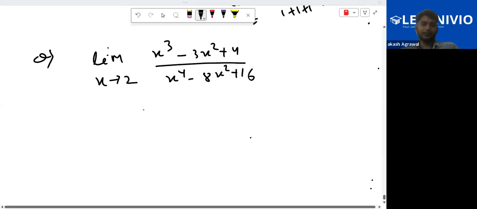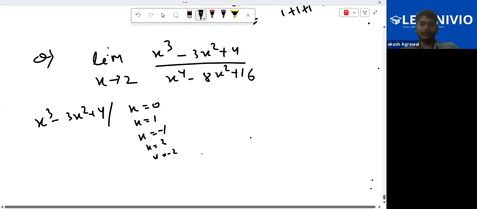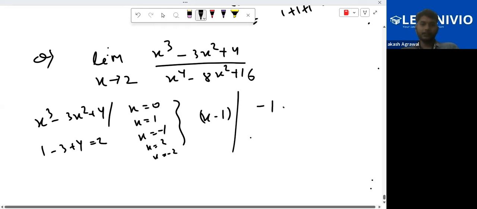No. See, the only way to factorize a cubic polynomial is to first put x as 0, then x as 1, then x as minus 1, then x as 2, then x as minus 2. Wherever you get 0, you then divide by x minus 1 or x minus 2 and so on. For example, if you put 1 here, you get 1 minus 3 plus 4. So you see you are getting 2. So next we'll put x as minus 1. So minus 1 minus 3 plus 4. So it has become 0. So x plus 1 is a factor.